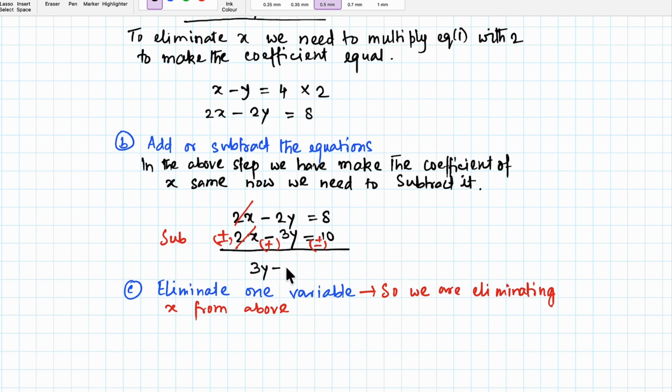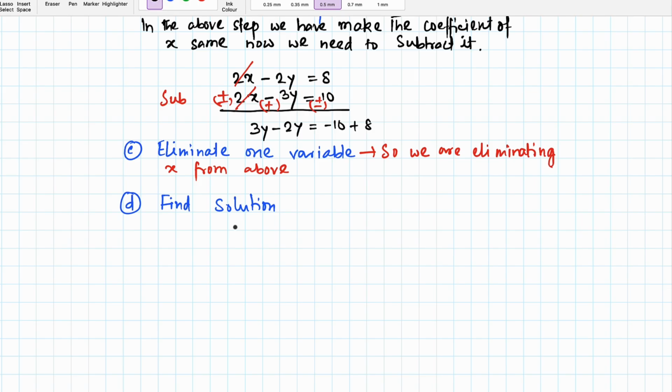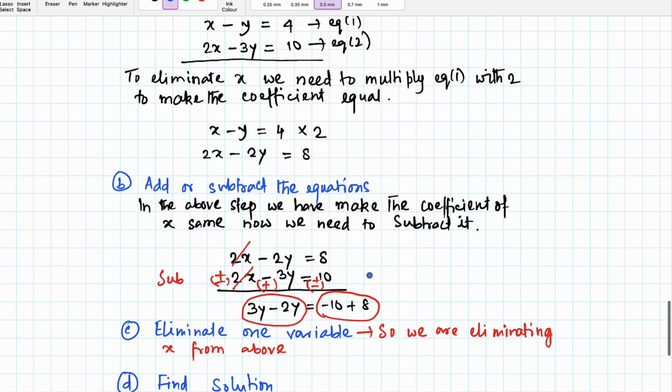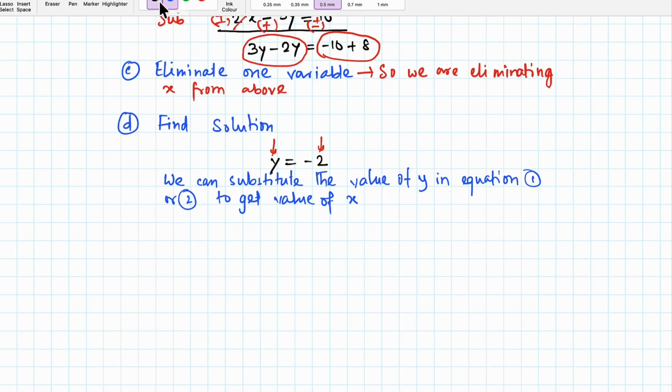And then whatever is remaining is the y variable, and we can easily solve this equation to find the value of y. So then we have to find the solution. So very easy, this is the elimination method. As we can see, y is equal to minus 2, and we can substitute the value of y in any one of equation 1 or 2 in order to find the other variable. So this is the whole method of substitution or elimination.